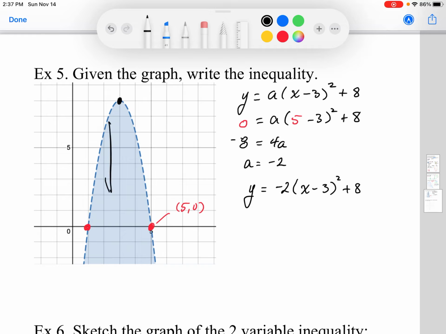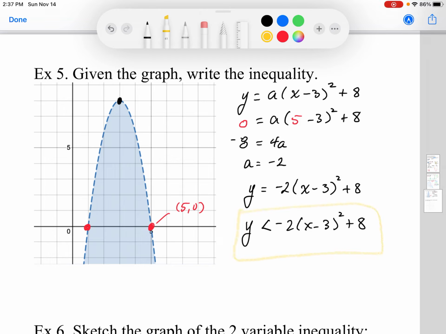The shaded area is below the line. So when I write my inequality, y must be less than the line, which is negative 2 times (x minus 3) squared plus 8. I don't make it equal to because it is a dotted line. The dotted line means not equal to. If it was a solid line, I would put the little equal to there. So there's my final solution.